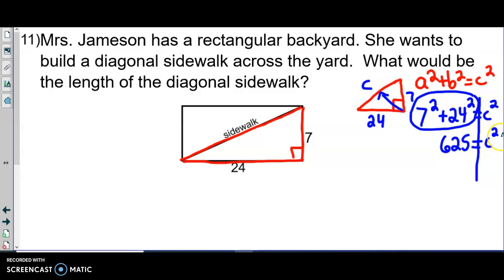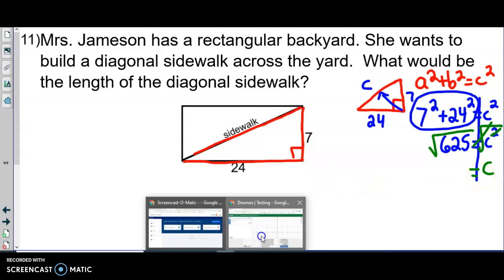Now remember, we're solving for c. Right now, this tells us that the area of the square off of this side is 625 units. Well, I don't care about the area of the square. I want to know the length of the sidewalk. So I'm not done yet. I need to finish solving. And when you solve an equation, if you want to get rid of a square, the opposite of squaring is square rooting. So you would square root both sides, and the reason is that squares and square roots cancel, leaving you with just c.